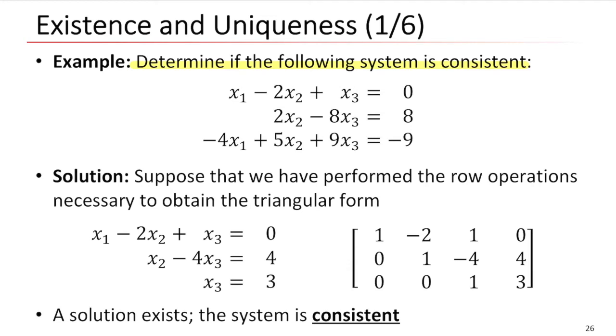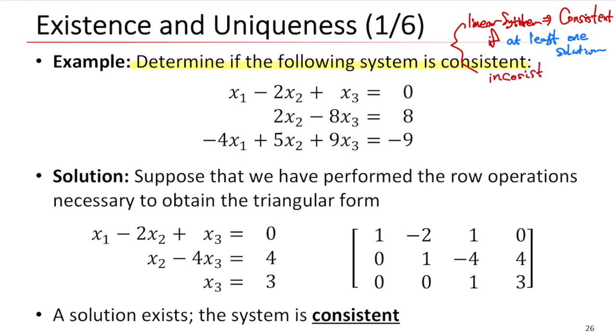So we'll write: a linear system is consistent if it has at least one solution, and inconsistent otherwise. We already learned this, so please remember this part.